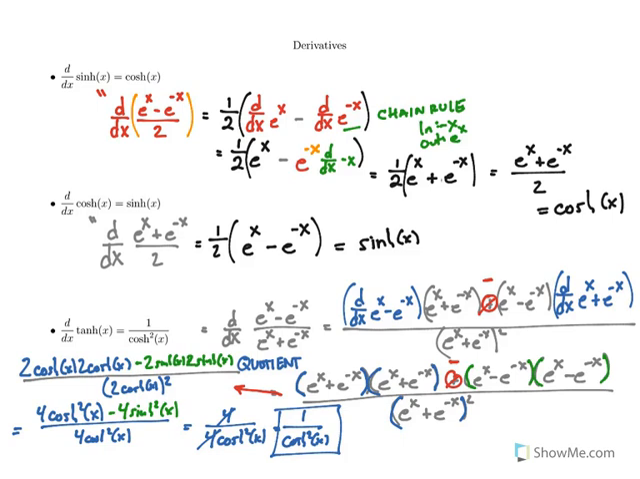And we could have actually done that in this last problem here. We could have taken this and just done all of that foiling, and everything would have canceled out. We would have had a 1 over cosh squared when it was all said and done.